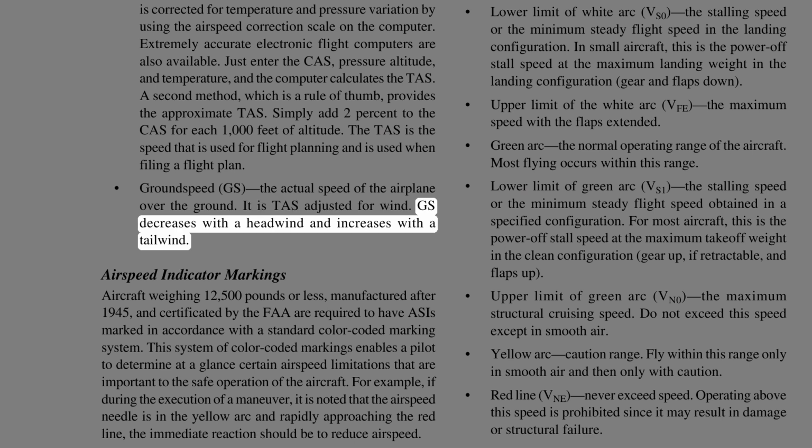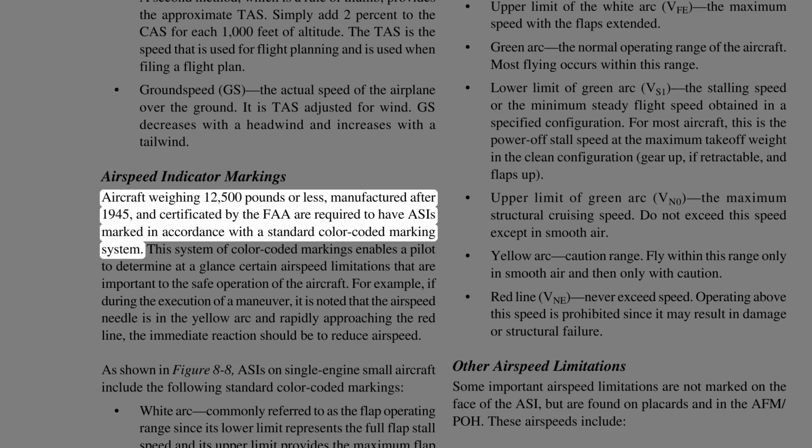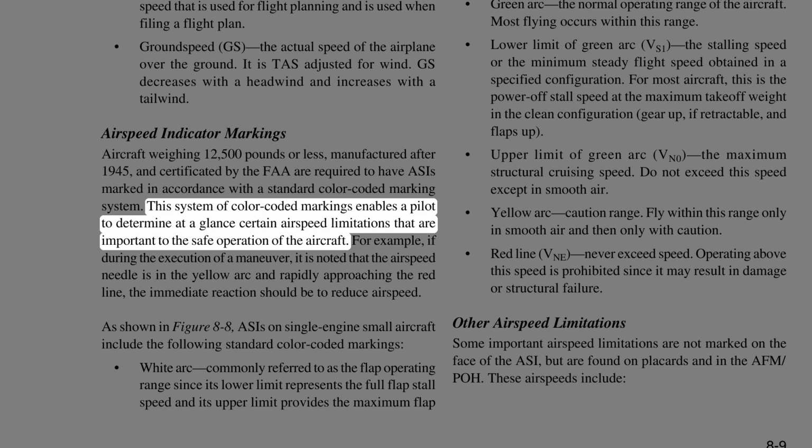GS decreases with a headwind and increases with a tailwind. Airspeed Indicator markings. Aircraft weighing 12,500 pounds or less, manufactured after 1945, and certificated by the FAA are required to have ASIs marked in accordance with a standard color-coded marking system. This system of color-coded markings enables a pilot to determine at a glance certain airspeed limitations that are important to the safe operation of the aircraft.